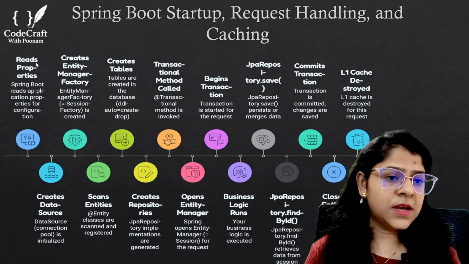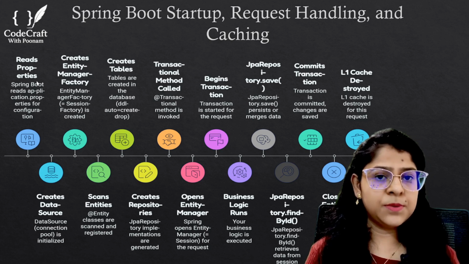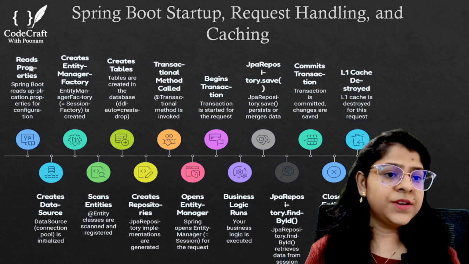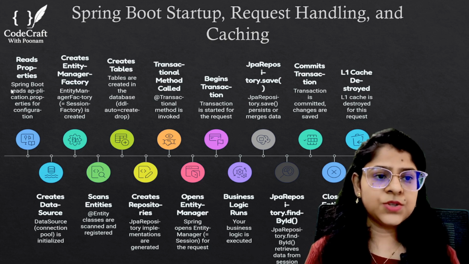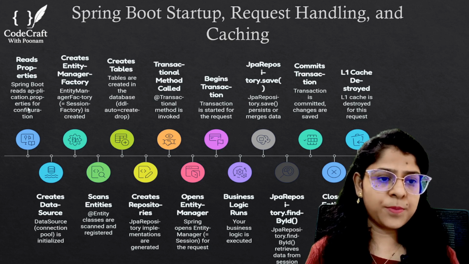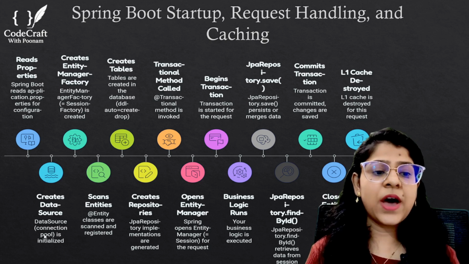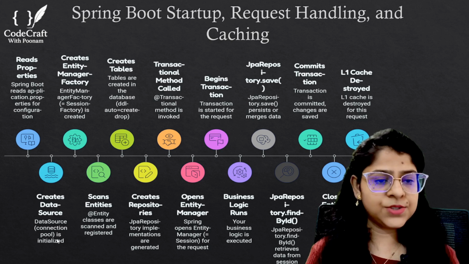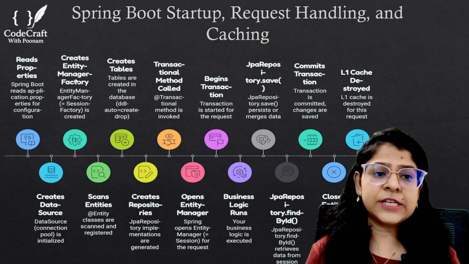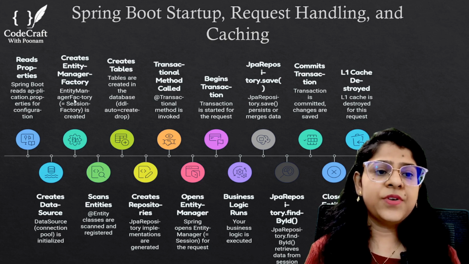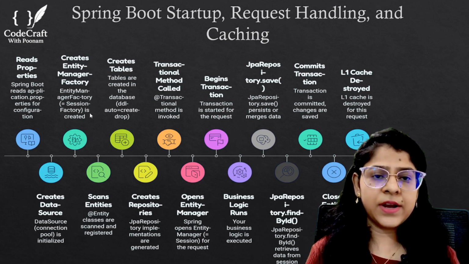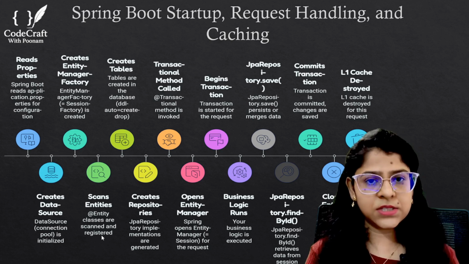The first step is when Spring Boot starts up. Here it reads the properties file. Spring Boot reads application.properties for configuration, and then it creates the data source where the connection pool is initialized. Then it creates the entity manager factory, where you used the session factory. Then it scans entities, that is @Entity, so these classes are scanned and registered.